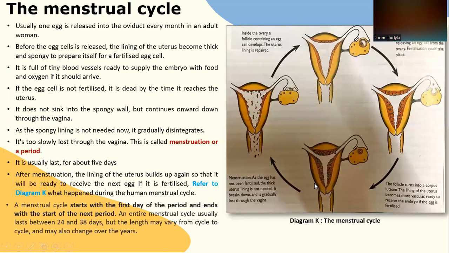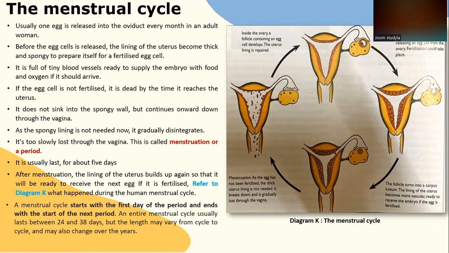The menstrual cycle. Usually one egg is released into the oviduct every month in an adult woman. Before the egg cell is released, the lining of the uterus becomes thick and spongy to prepare itself for a fertilized egg cell. It is full of tiny blood vessels ready to supply the embryo with food and oxygen if it should arrive. If the egg cell is not fertilized, it is dead by the time it reaches the uterus.